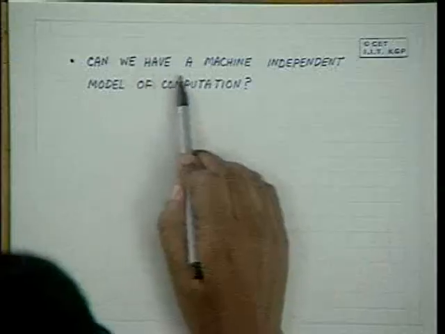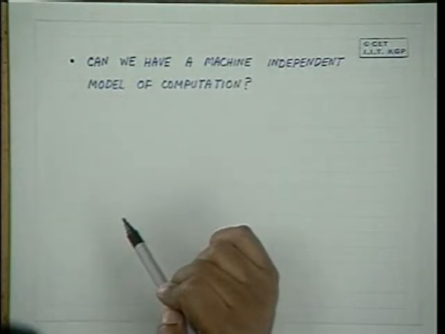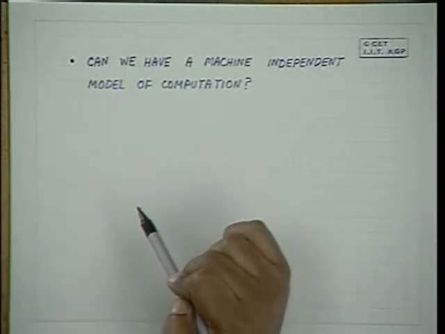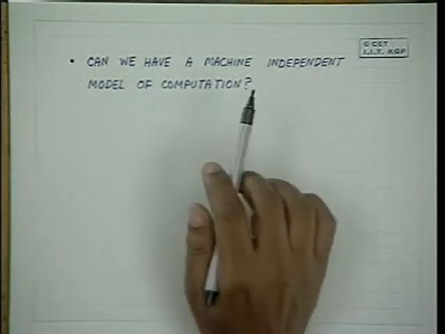So the next issue that we come to is, can we have a machine independent model of computation? We can, provided we make certain assumptions and we make certain compromises. Firstly, we have to model the computation of a machine in terms of some abstract machine, in the sense that we cannot now measure in terms of exact CPU time.